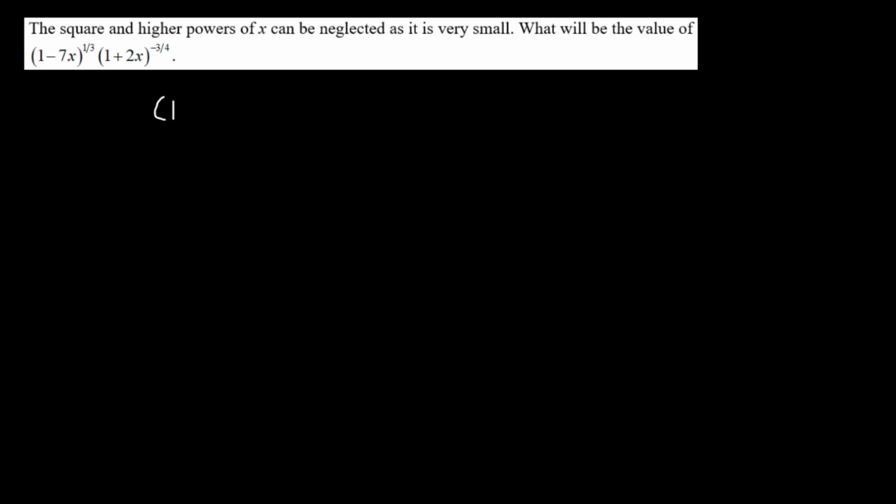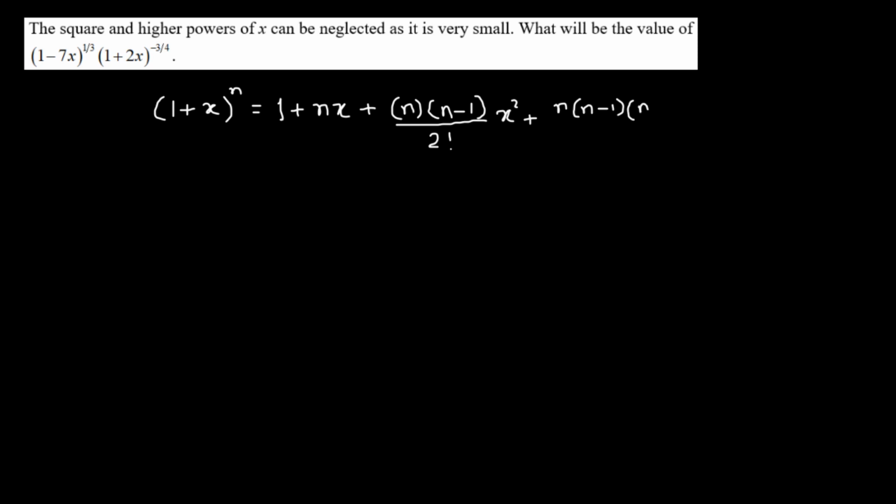Now we have (1 + x) raised to the power of n, and the expansion is given by 1 + n times x + n times (n - 1) divided by 2 factorial times x squared + n times (n - 1) times (n - 2) over 3 factorial times x cubed plus the remaining terms.